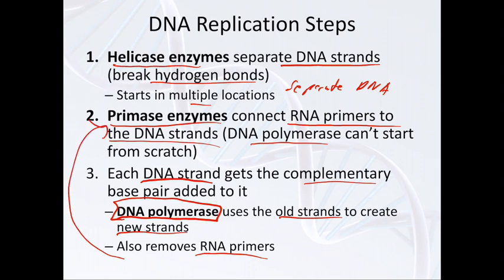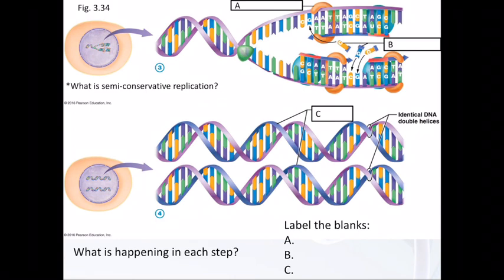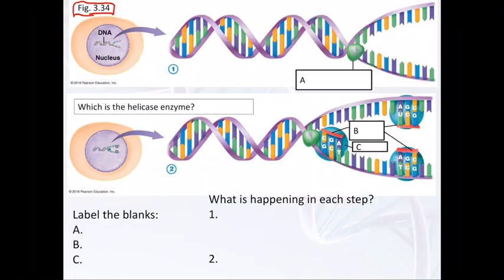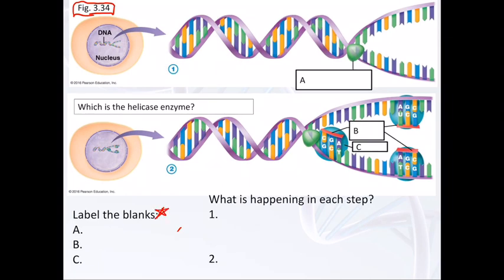So what these next two slides do is I want you to work through these. You can go to figure 3.34 in your book. You should be able to find these figures. And what you have here is just walking you through the 4 steps that were just talked about there. And then there's some things I want you to label. Okay, so go in your book, see if you can find these. Pause here. So I want you to label the blanks. Oops, my mistake. I want you to label the blanks. I want you to fill in what's happening in each step. So it'll be step 1, step 2. Answer this question: which one of these is the helicase enzyme?